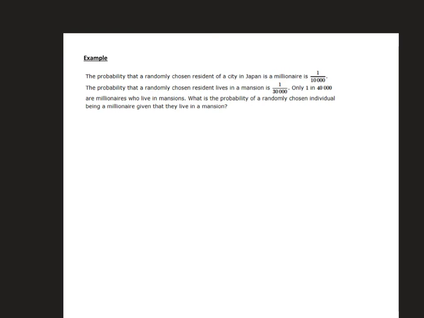Okay, let's have a go at another one. So the probability that a randomly chosen resident of a city in Japan is a millionaire is 1 over 10,000. So millionaire is 1 over 10,000. The probability that a randomly chosen resident lives in a mansion is 1 over 30,000. Only 1 in 40,000 are millionaires who live in mansions. What is the probability of a randomly chosen individual being a millionaire given that they live in a mansion?